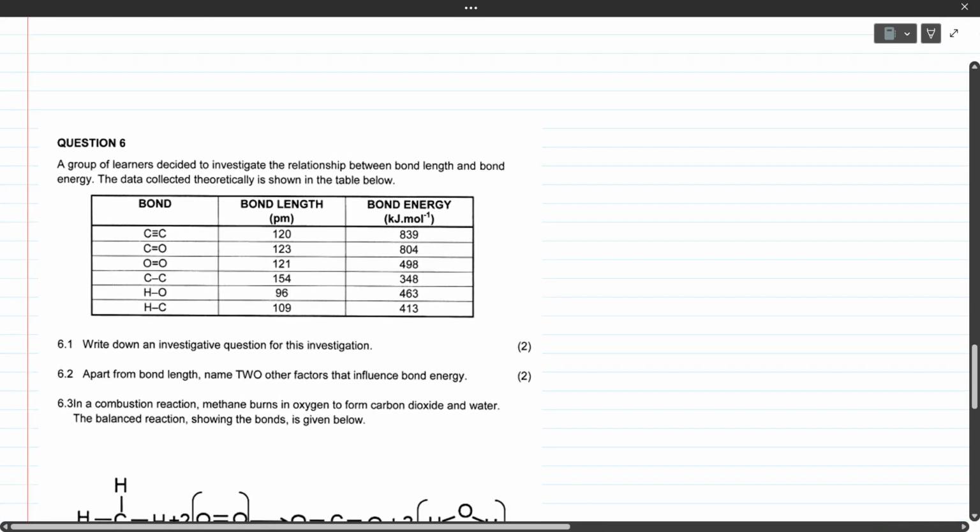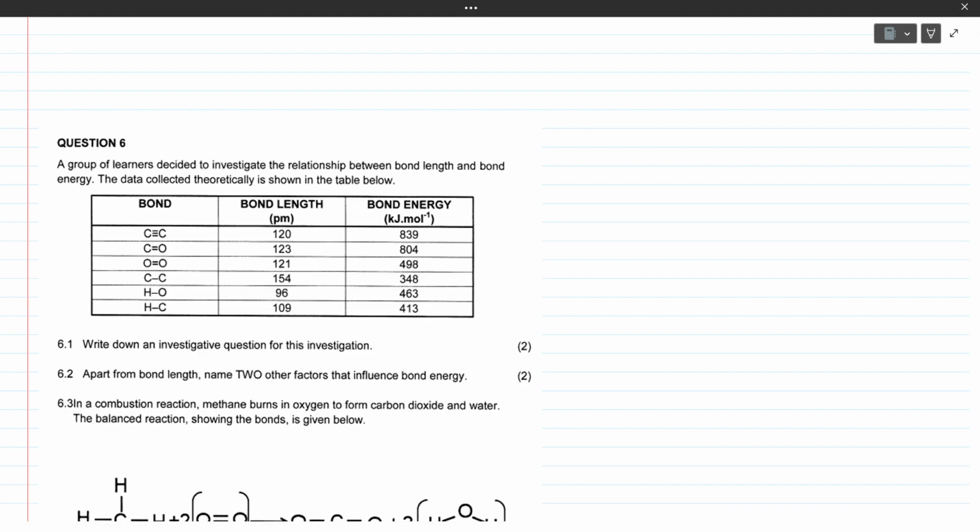We're also going to quickly look at this other question, also similarly dealing with bond energy and bond length. So in this question, you've got a group of learners deciding to investigate the relationship between bond length and bond energy. And then they've collected data they're showing you in the table. So in 6.1, they want you to write down an investigative question for this investigation.